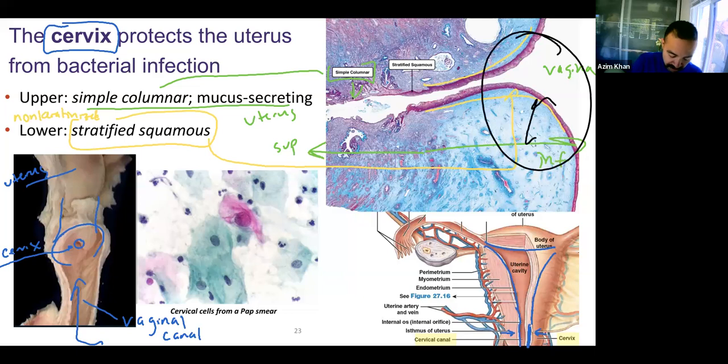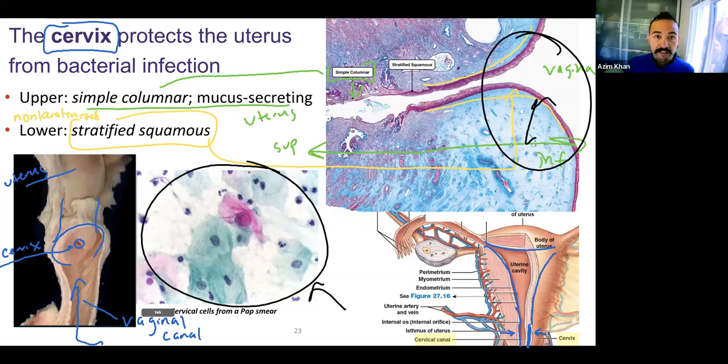That's what this is. This is a smear of someone's cervical cells. It's non-keratinized stratified squamous, and you're taking these and seeing what these cells look like. If these cells have larger than normal nuclei, it's not the color that matters, it's what the nuclei look like. That's an indicator of cancerous cells. So that's what they're looking for in a pap smear.